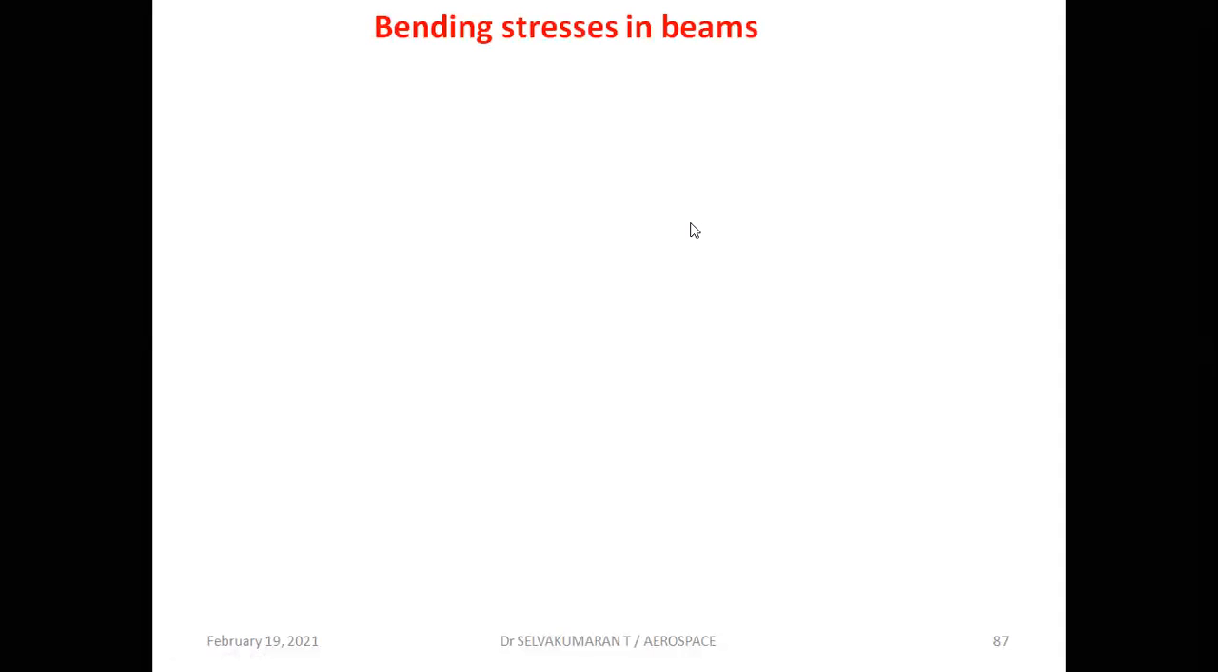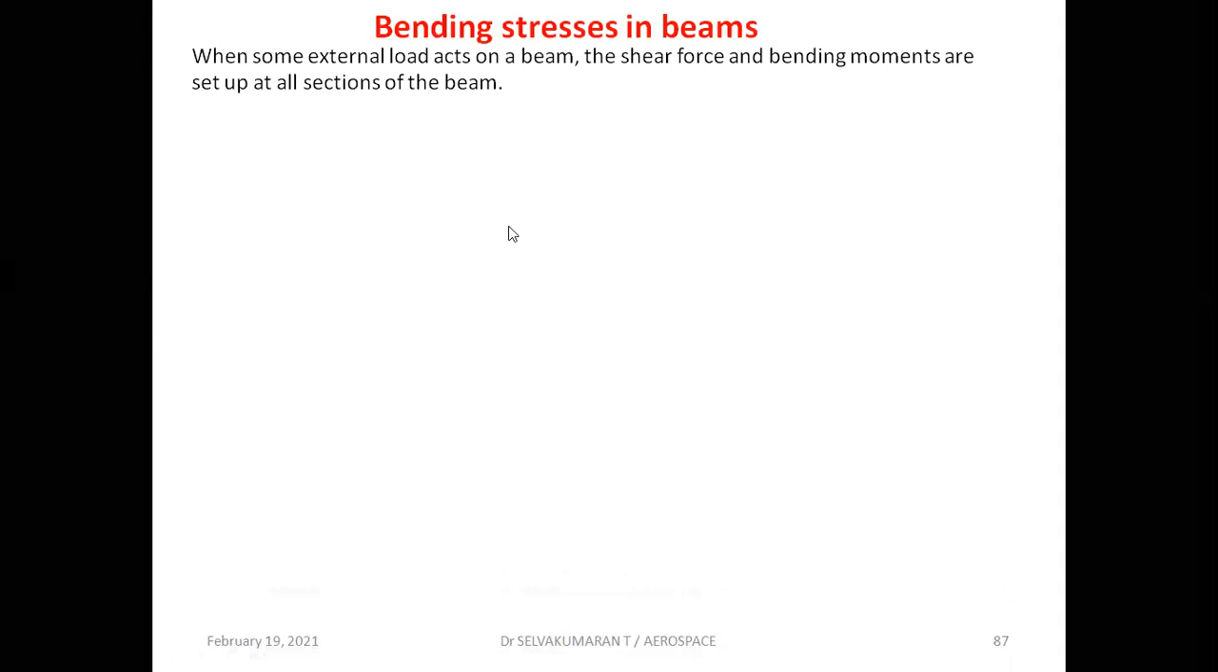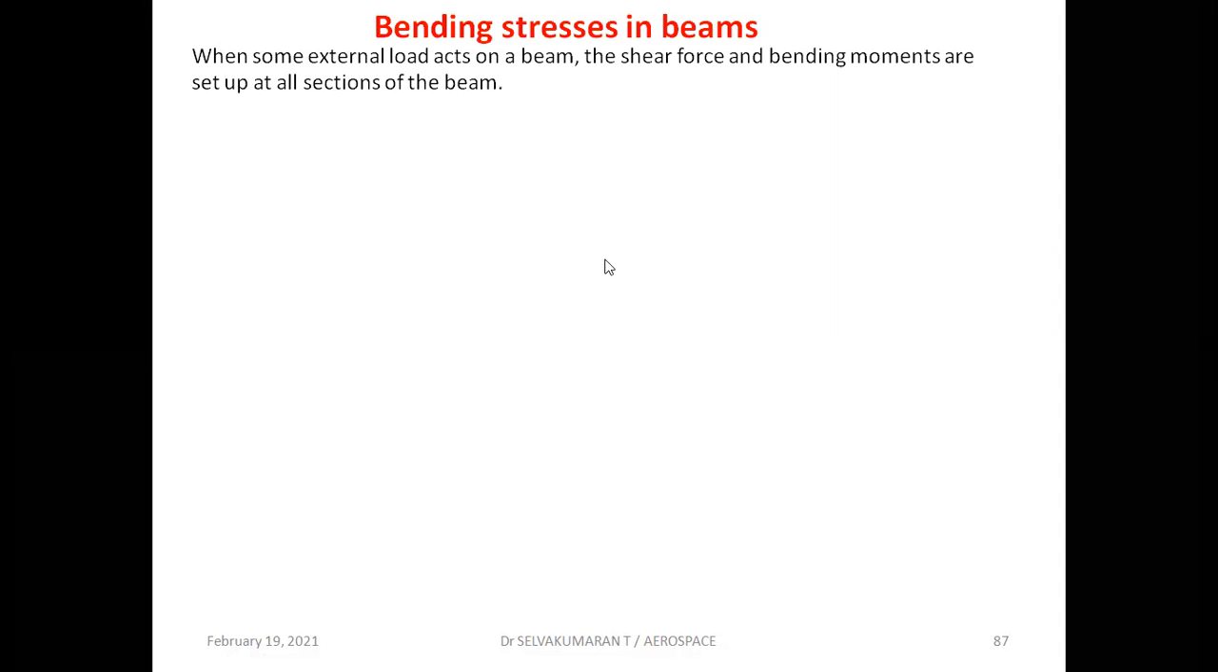Today we will see bending stresses in beams. In earlier classes we have learned how to determine the shear force and bending moment values, and how to plot shear force and bending moment diagrams for different loadings and support conditions. Whenever external loads are acting on a beam, we know that shear force and bending moments are set up at all the sections of the beam.